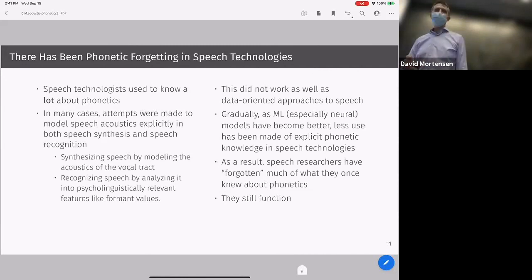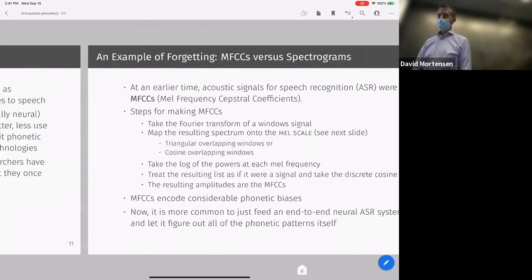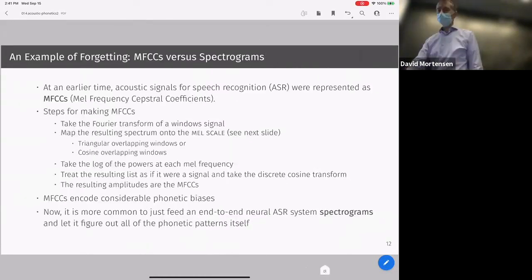So the question is, do they need to know this? Well, there are some areas where some aspects of auditory phonetics and acoustic phonetics still have stuck around to some degree. So is anybody here familiar with MFCCs? What is an MFCC? It goes through a lot of steps. Yes, it does.